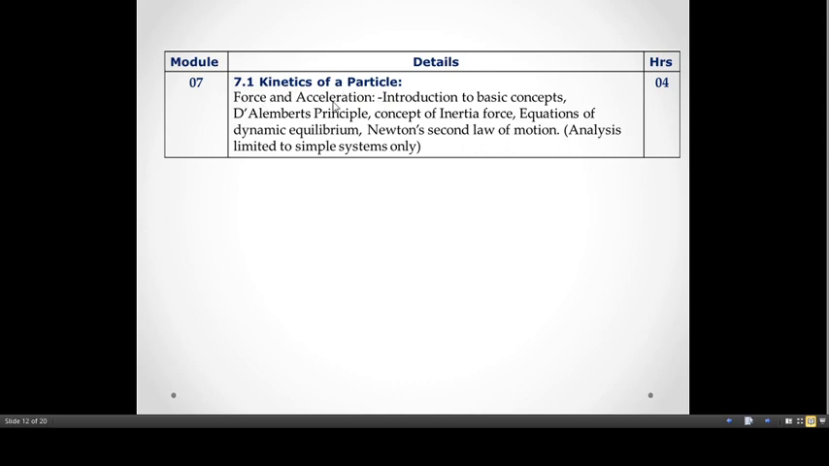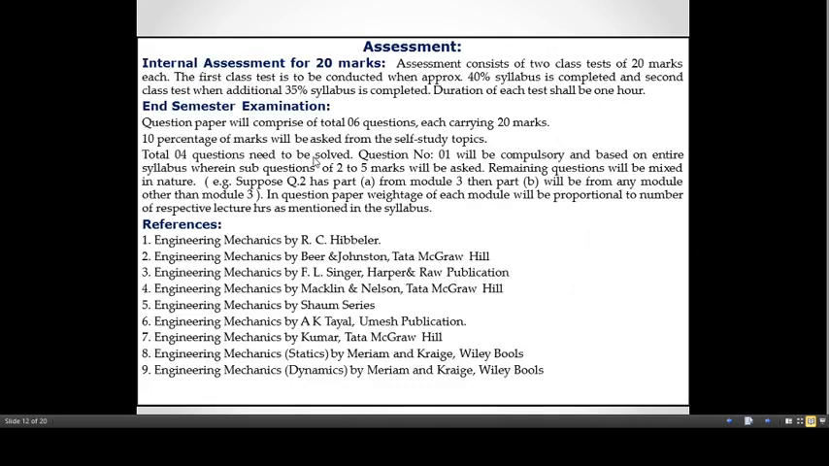Under this we'll cover force and acceleration, introduction to basic concepts, D'Alembert's principle, concept of inertia force, equations of dynamic equilibrium, Newton's second law of motion. Here the analysis is limited to simple systems only. So this is about the syllabus.